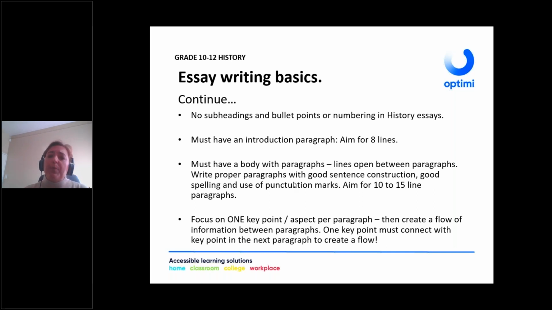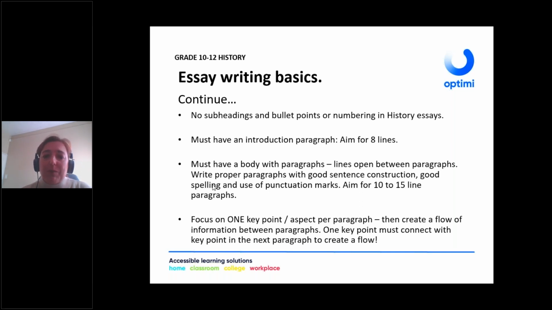Please also write proper paragraphs with good sentence construction, good spelling, and the use of punctuation marks. Remember again, this is your professional image. A history paper is scientific. History is a science. It's an academic subject. So you need to make sure that this is professionally written. Again, aim for 10 to 15 line paragraphs.